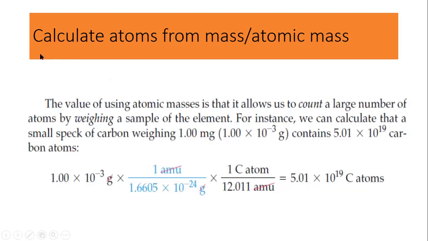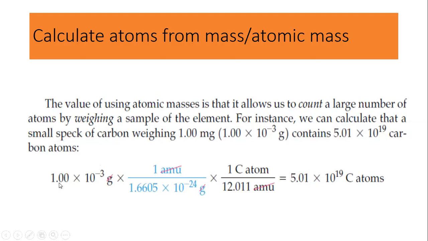Next, how can you calculate the number of atoms from mass or atomic mass? Let's suppose this is an example. If 1 milligram of carbon is present, then how many atoms are there in 1 milligram of carbon? So this is the conversion from mass to atoms. First, you have to convert the milligram into gram, which you have already learned in class. You just have to divide by 1000 to convert milligrams to gram.